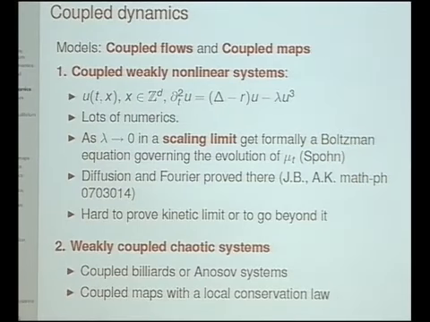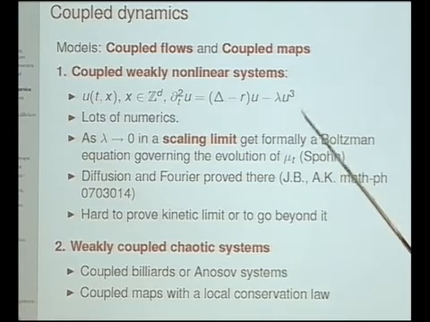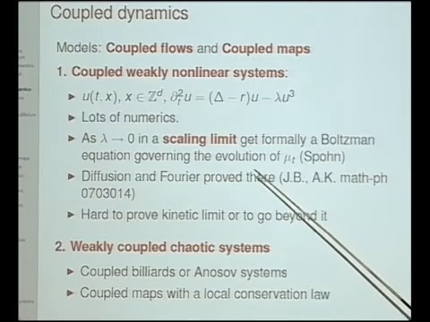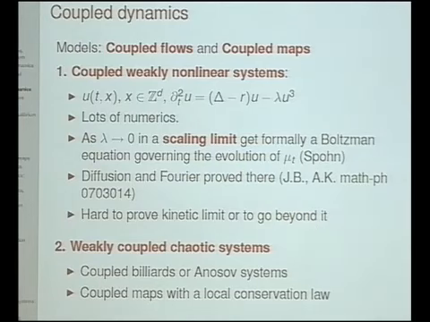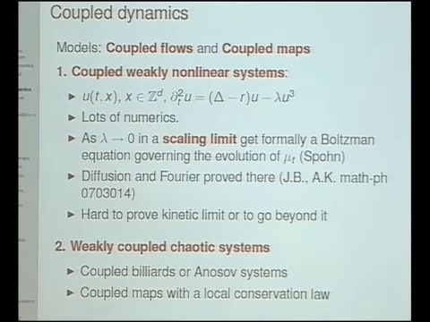So concretely, it's just a bunch of coupled oscillators. If I have here, like I have U cubed here, they are anharmonic oscillators coupled to each other. At each lattice site, I have an anharmonic oscillator, and then I couple them together. Such a system, certainly there's lots of numerics on it, but also you can formally take a scaling limit if you take this anharmonicity very weak. So I'm talking about weakly nonlinear systems.